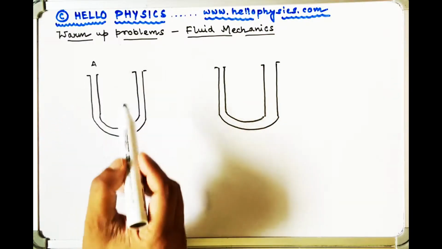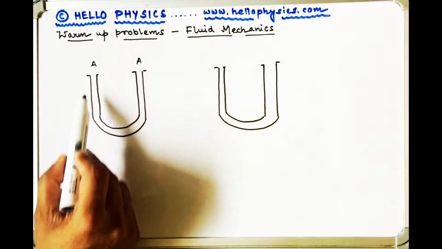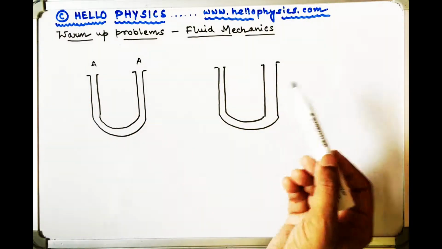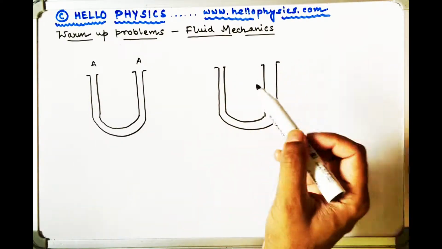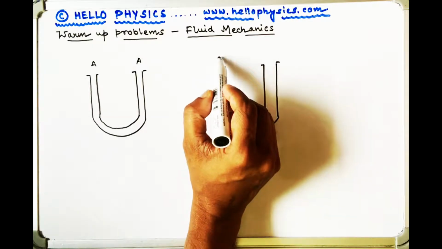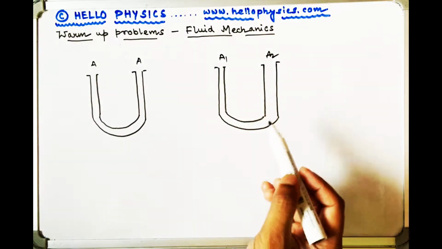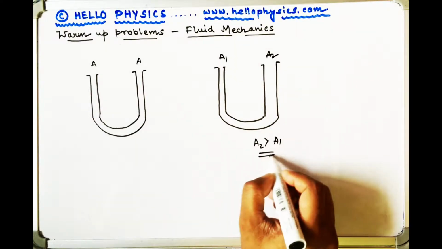Let's say the cross-section over here is A. The cross-section over here is also A. So this U-shaped container has a constant cross-section. We may also have a U-shaped container where the cross-sections are different. For example, over here, the cross-section is, let's say, A1, and the cross-section on the right branch is, let's say, A2, and you can see that A2 is greater than A1.